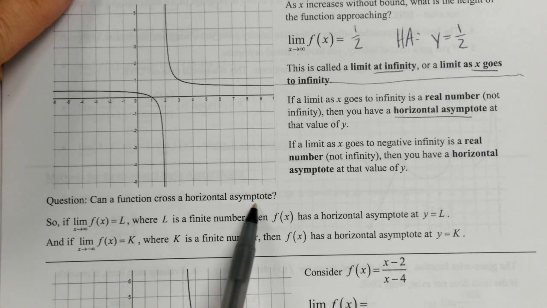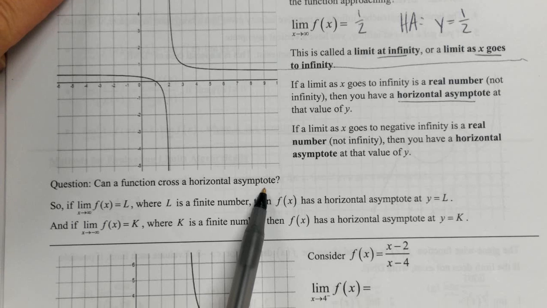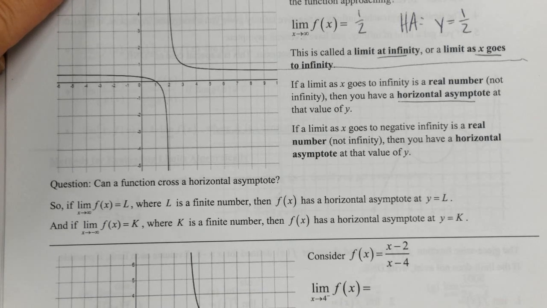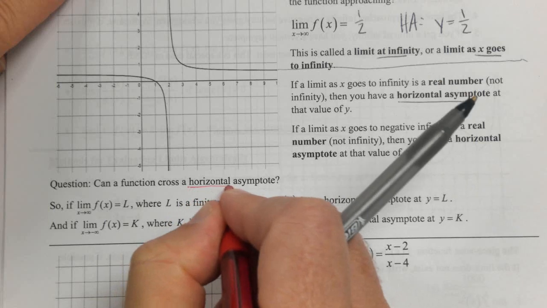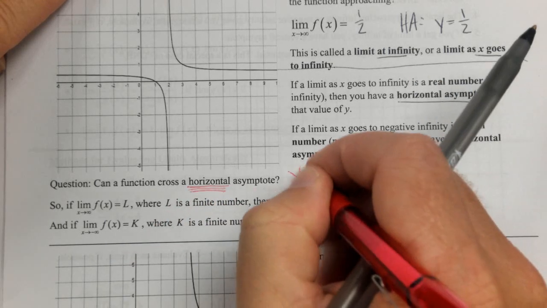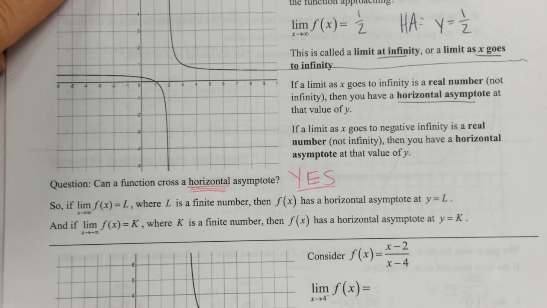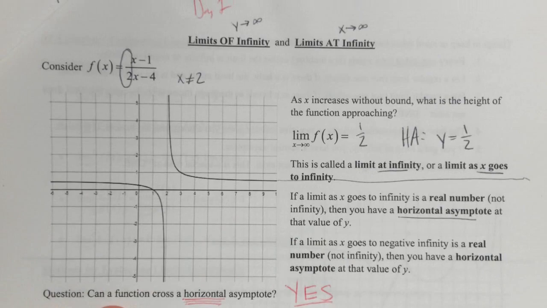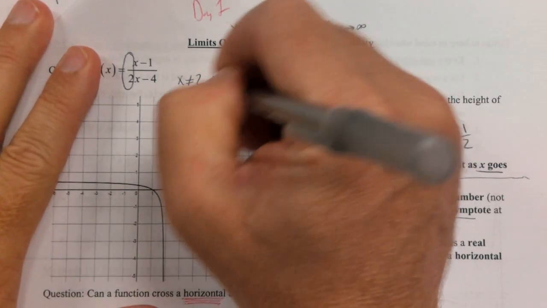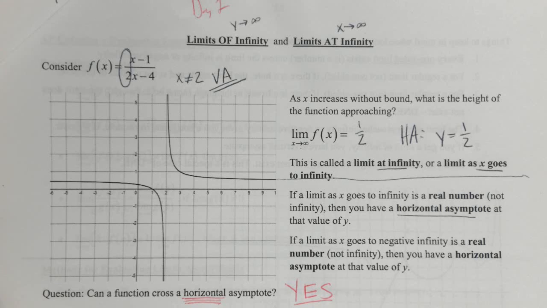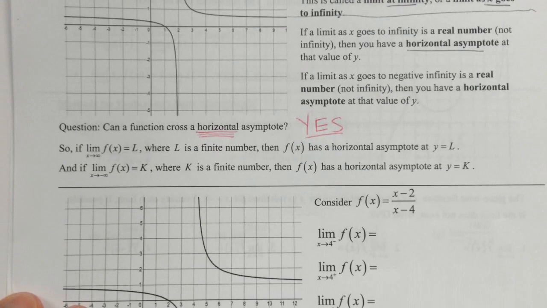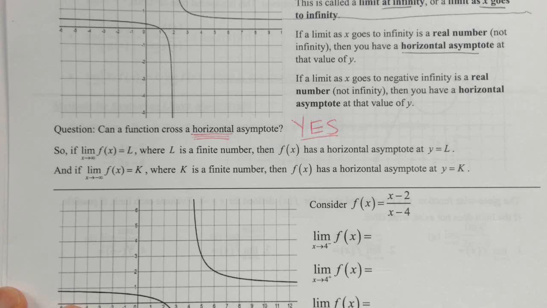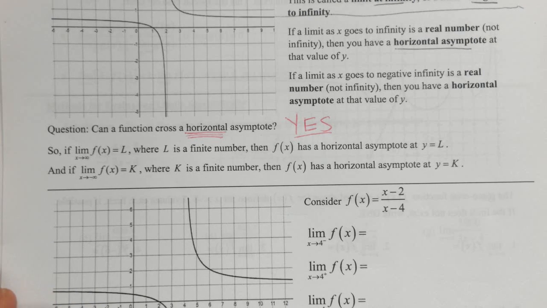Question: can a function cross a horizontal asymptote? Well, this is where sometimes your math teachers lead you astray. Yes, you can cross a horizontal asymptote. You can't cross a vertical asymptote because vertical asymptotes happen where you're dividing by 0, and you definitely can't do that. So you can't cross a vertical asymptote, but you can cross a horizontal asymptote. And that definitely throws people off because you probably had a math teacher that said, don't cross an asymptote, and they weren't being specific about what kind of asymptote.